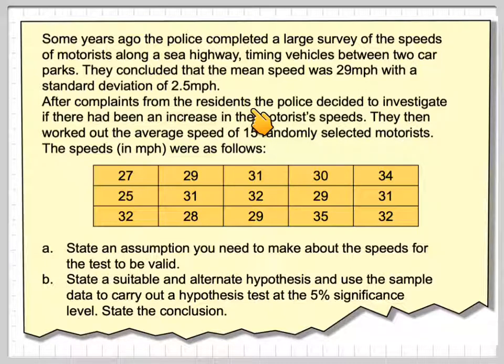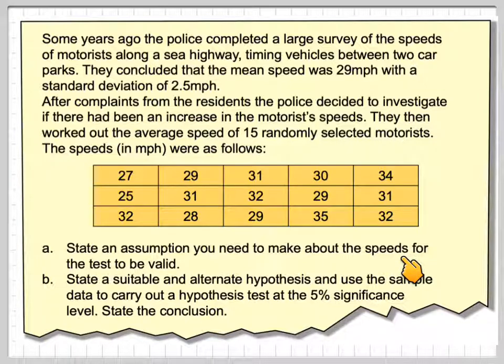After complaints from the residents, the police decided to investigate if there had been an increase in motorist speeds. They then worked out the average speed of 15 randomly selected motorists. The speeds in miles per hour were as follows, and these are given in that table. 15 samples, 15 is the sample size.